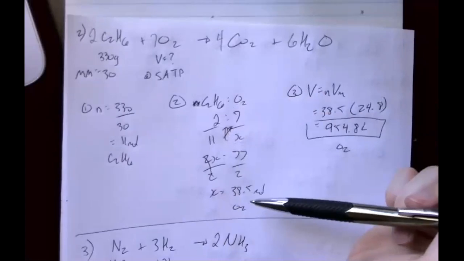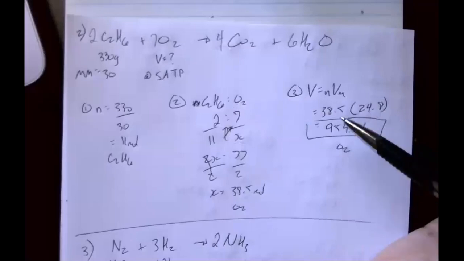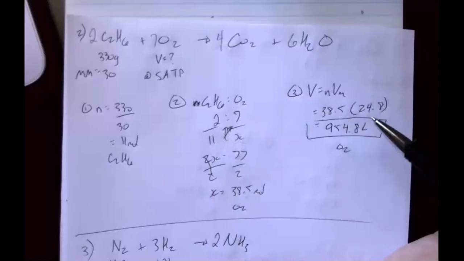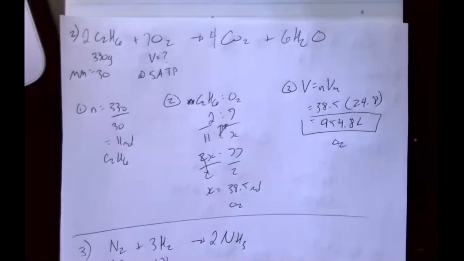Then because I'm told that this is happening at SATP, I know that I can use my V equals nVm formula. I plug in my 38.5 moles of oxygen, multiply by 24.8, which is the Vm, and I get 954.8 liters of oxygen. You will notice that with a lot of gas stoichiometry problems, your answers are very, very large, and that's because gases take up a lot of space because they spread out so much.